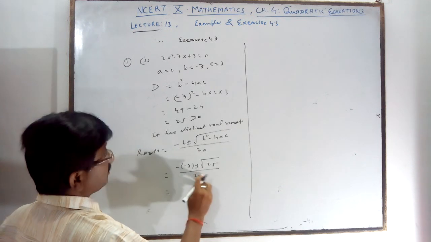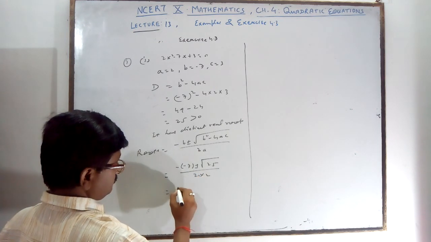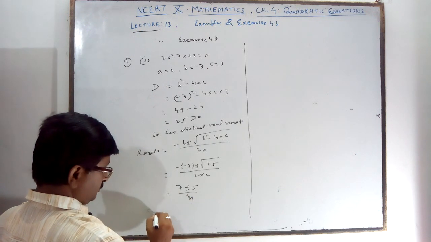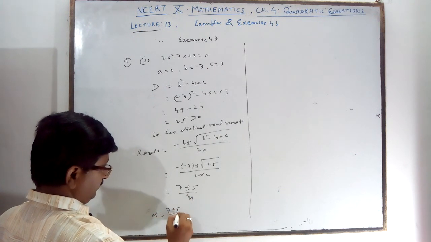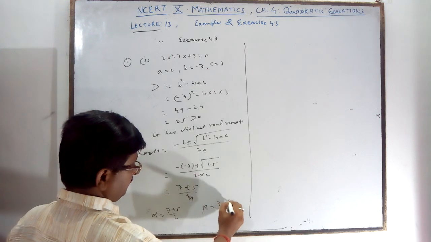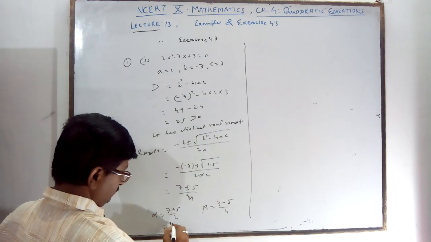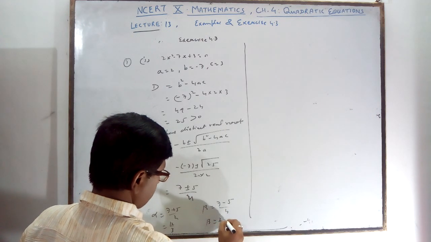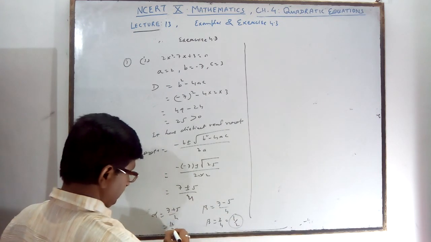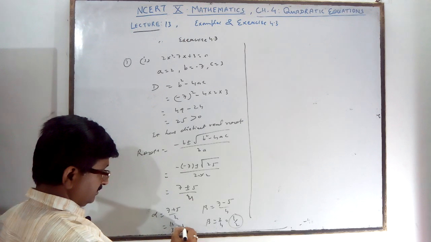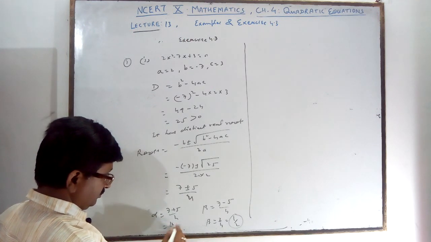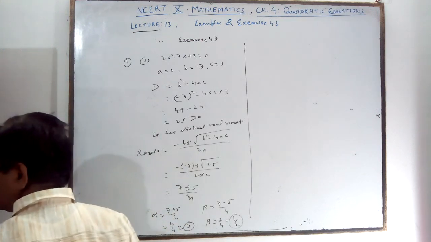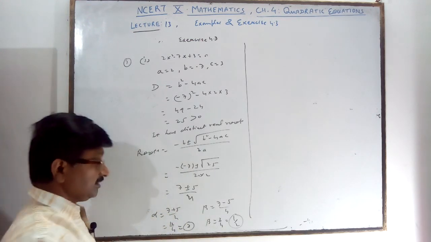So what will you get? 2a means 2 into 2. 7 plus minus 5 by 4. So the roots: alpha is equal to 7 plus 5 by 4, beta is equal to 7 minus 5 by 4. 4 3s are 12, so 12 by 4 means 3. Beta is 2 by 4, that is 1 by 2. Your answers are coming 3 and 1 by 2.